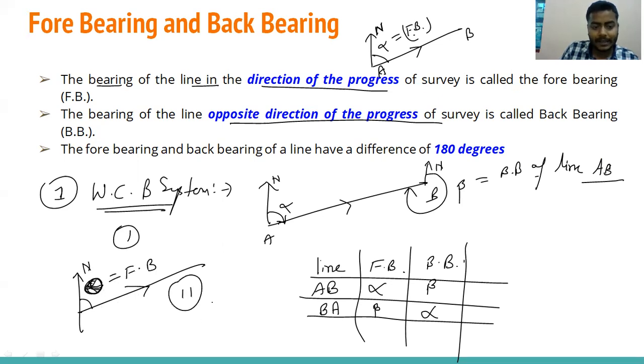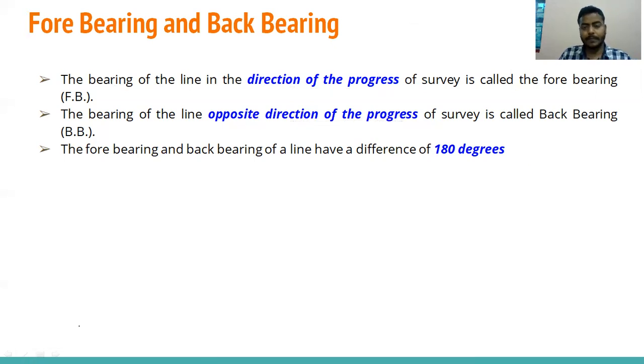Now come to the second case. Suppose progress of work is like this. This is the reference line north. So here theta will be back bearing. So this is the basic difference. Always you have to find what is the direction of progress of survey. Are you getting my point? Right.